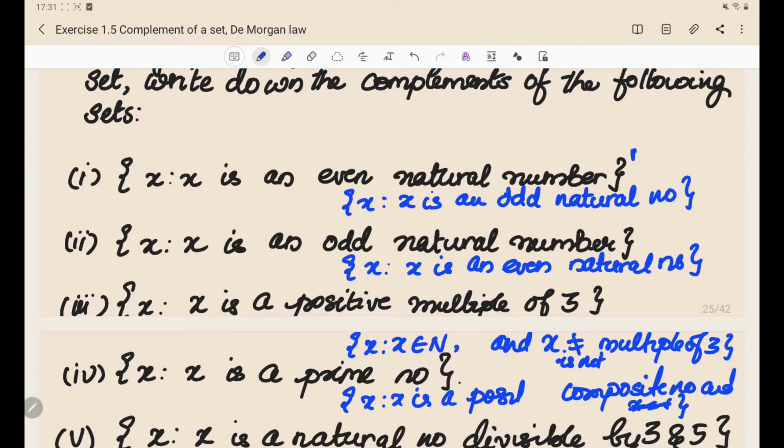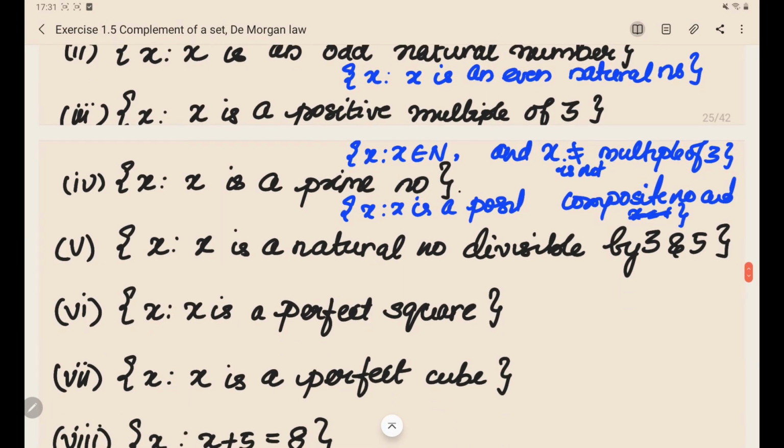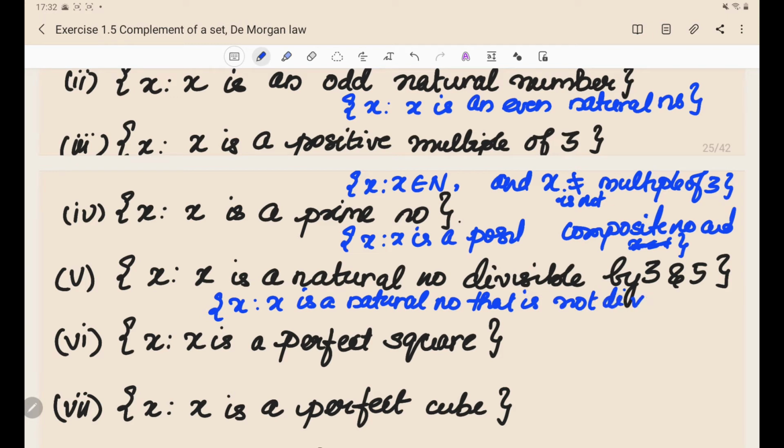And now let's discuss the fifth part in it. {x : x is a natural number and divisible by 3 and 5}. So what would be the answer for that? {x : x is a natural number and it is not divisible by 3 and 5} will be the answer for that. I hope it's clear for you guys too.